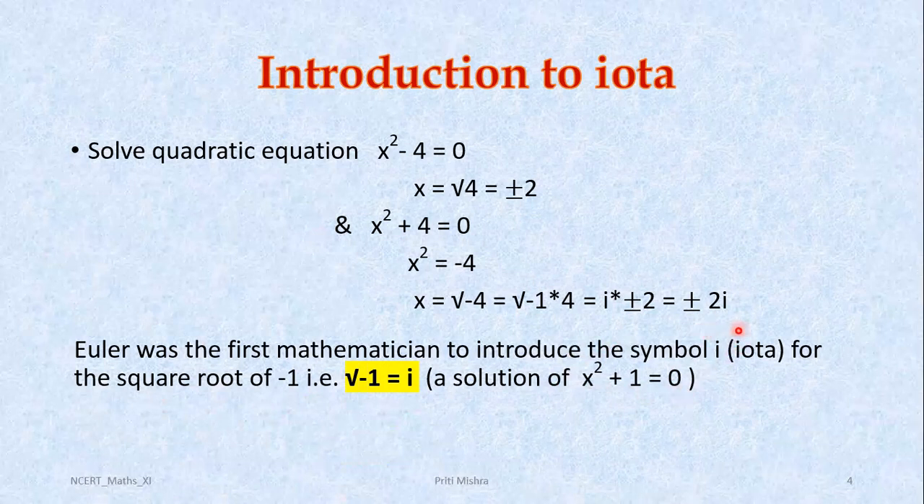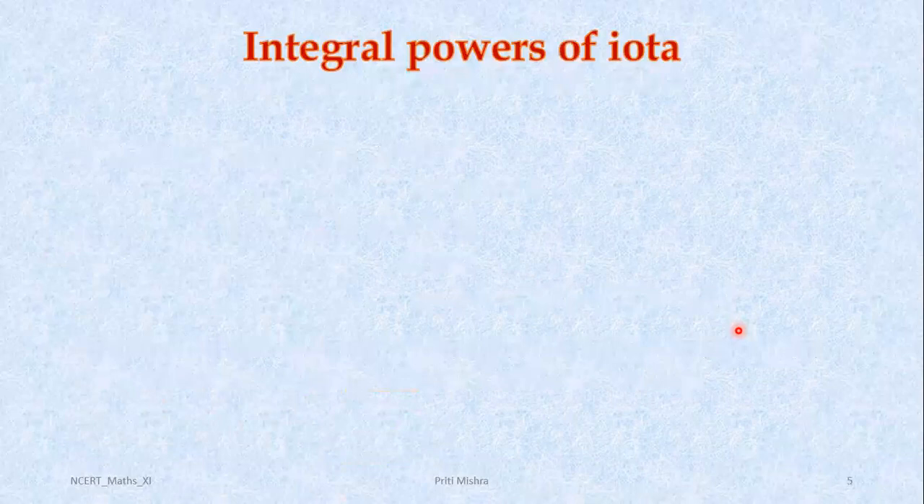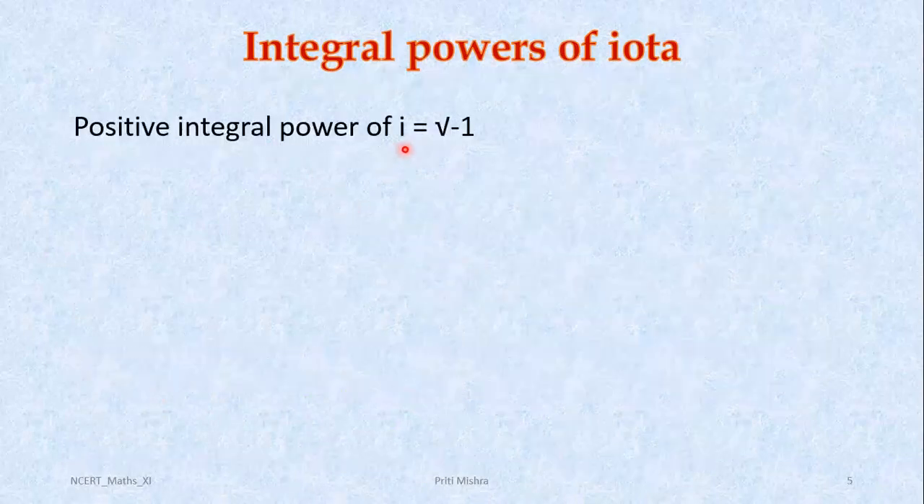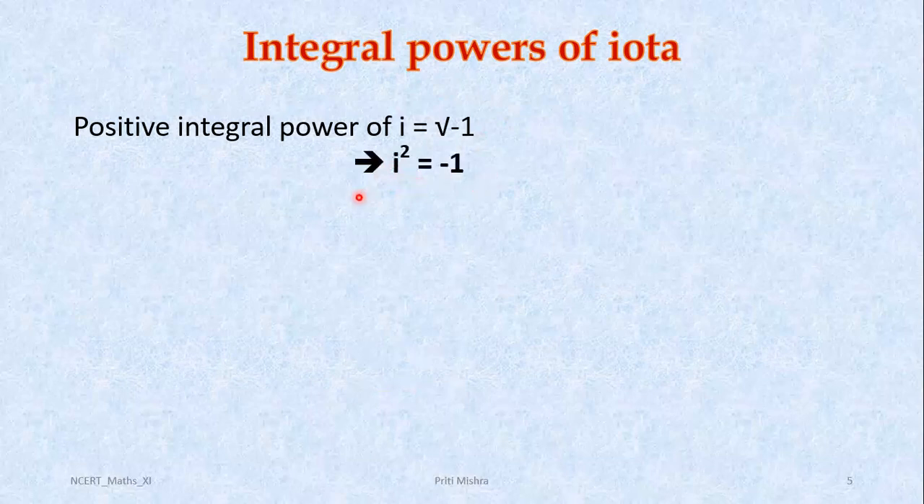So this is iota. Now we will find out what all integral powers of iota's values we can have. So as you know now, i is equal to square root of -1. So we can write it like i square is equal to -1. So you have to keep this value in your mind always. i square is equal to -1. Now, if we have to find out i cube, then i cube can be written as i square into i, right? Now, i square I can replace by -1.